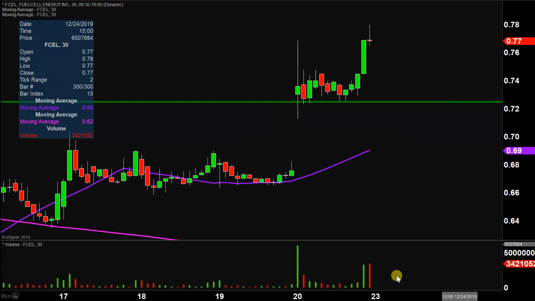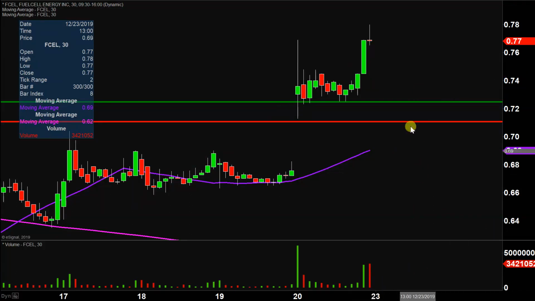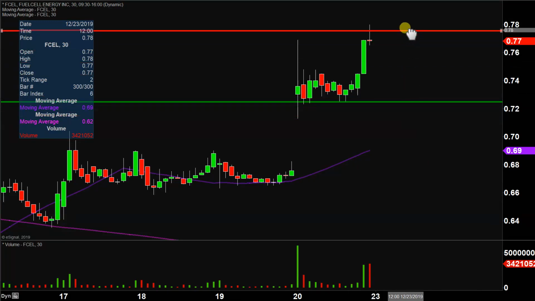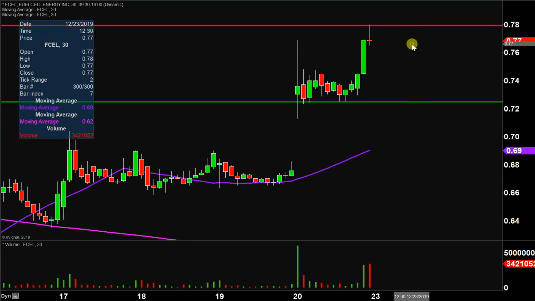What about levels of resistance moving forward? Nothing fancy or complicated here other than the fact that the party finally stopped today right up there at 78 cents. So 78, public enemy number one going into Monday. All in all, though, very nice way to close out the week. Huge volume, nice price action. Now it's just a question of can the price build upon this momentum next week?